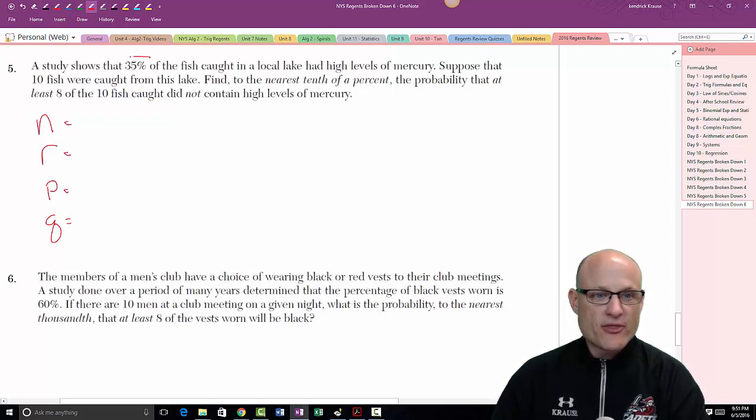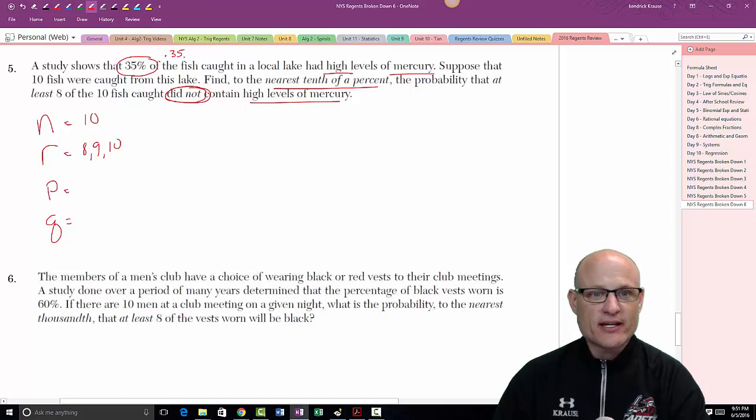The probability shows that 35%, that's 0.35, of fish caught in the lake had high levels of mercury. So 0.35 is for high levels of mercury. Suppose that 10 fish were caught from this lake. Find, to the nearest 0.1%, so we're going to round, the probability that at least 8, so that's 8, 9, or 10, caught did not contain high levels of mercury.